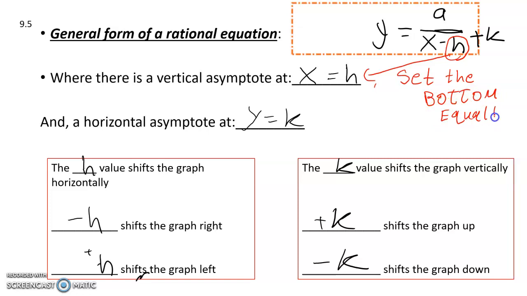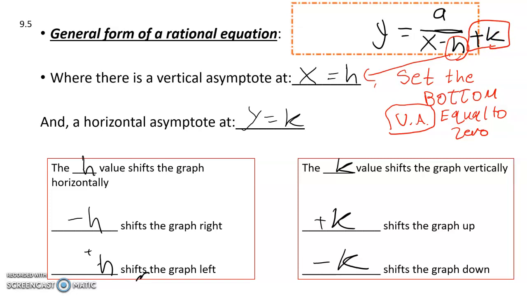All right. Another thing you can think about for finding vertical asymptotes is to set the bottom equal to 0. So you just set the bottom equal to 0 and then you solve. All right. So that's how you find your vertical asymptotes there. Okay. And then a horizontal asymptote is basically just whatever that k value is. So it's just plus k right there.